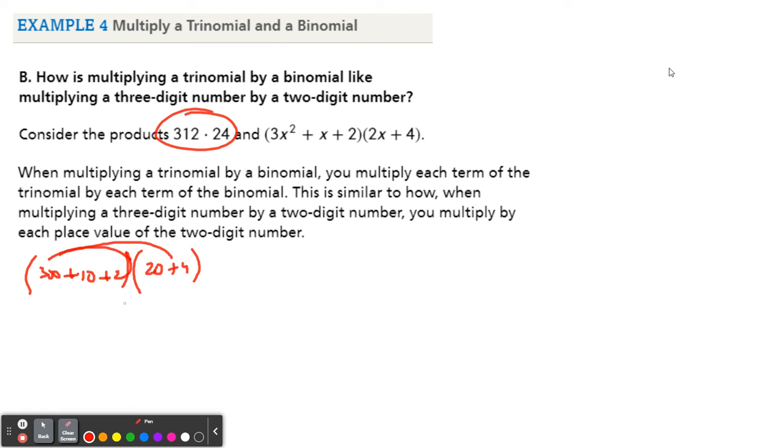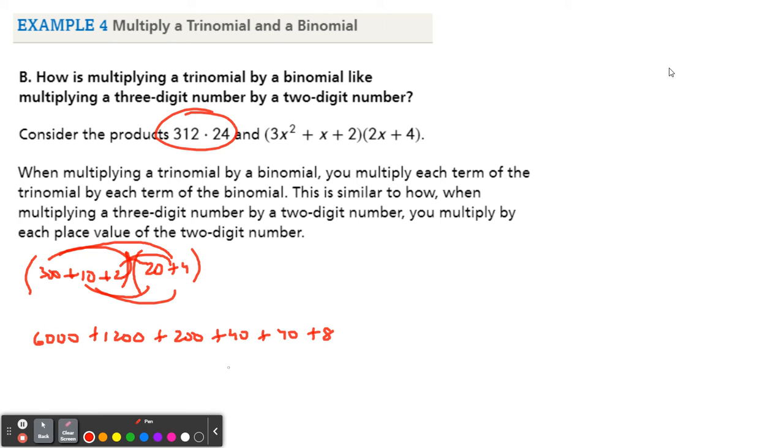And now we do the same multiplication. 300 to the 20 and the 4. 300 times 20 is 6,000. 300 times 4 is positive 1,200. Then we do the 10 to the 20 and the 4. 10 times 20 is 200. 10 times 4 is 40. And again, use a calculator if you need to, right? And then 2 to the 20 and the 4. 2 times 20 is 40. 2 times 4 is 8.